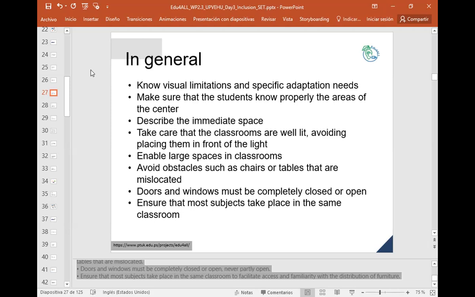Take care that the classrooms are well lit for the students with some visual remainder, avoiding placing them in front of the light. Enable large spaces in classrooms, for example, sufficiently wide corridors between rows of tables. Avoid obstacles such as chairs or tables that are mislocated. Doors and windows must be completely closed or open, never partly open. Ensure that most subjects take place in the same classroom to facilitate access and familiarity with the distribution of furniture.